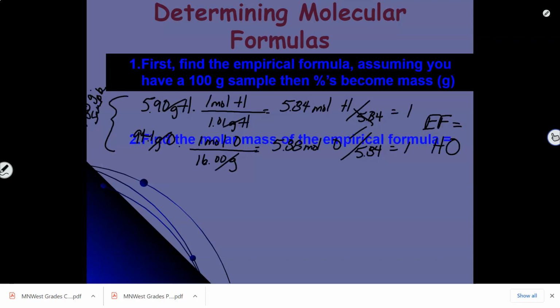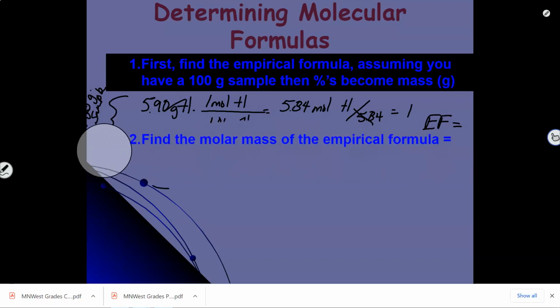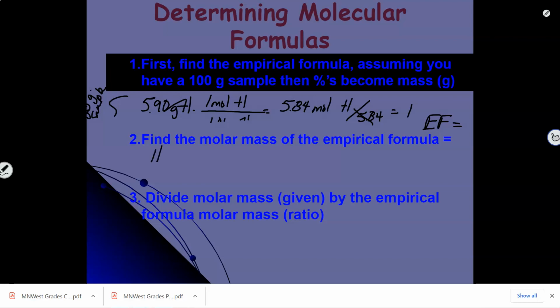Now, for the next part, we want to find the mass of the empirical formula. So we found out that the empirical formula was H and O. So we have H. We know the mass of H. There's 1 atom times 1.01. Gives me 1.01. And then for O, there is also 1 atom, because it was HO, times 16. So it looks like the mass of this is 17.01. Okay, so that would be the molar mass of the empirical formula.